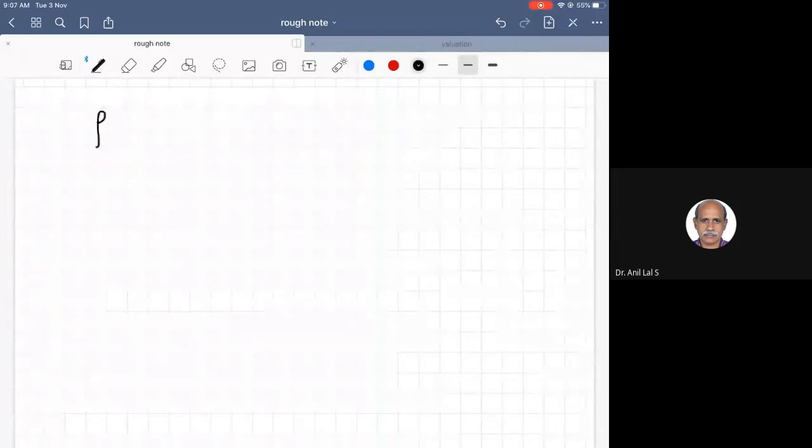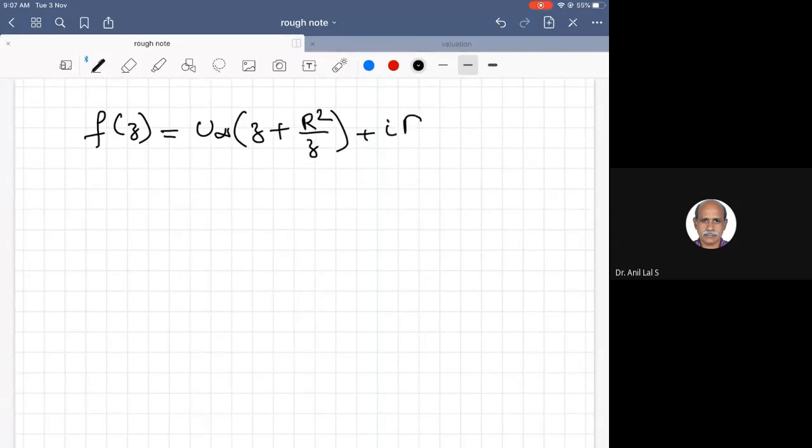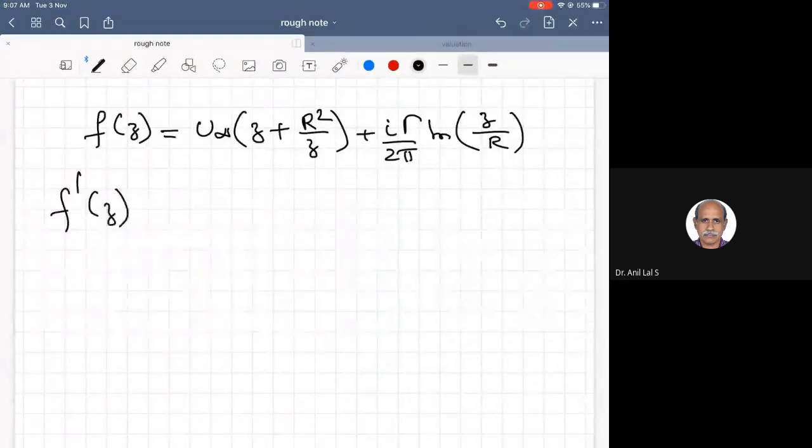Let me write it once again. F(z) is equal to U infinity times z plus R squared by z, plus i gamma by 2 pi logarithm of z by R. So we can find out the velocity by finding F dash of z.